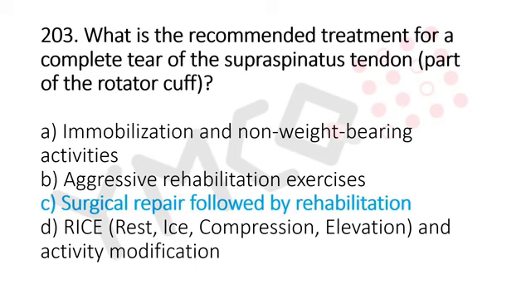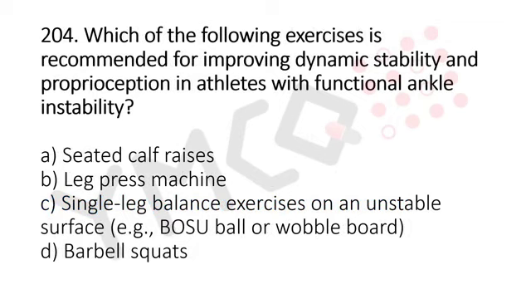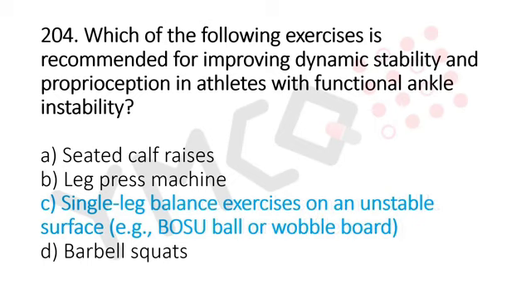Now let's move to question number 204. Which of the following exercise is recommended for improving dynamic stability and proprioception in athletes with functional ankle instability? Option A, seated calf raise. Option B, leg press machine. Option C, single leg balance exercise on the unstable surface, example like Bosu board or wobble board. Option D, barbell squats. And the answer is option C, single leg balance exercise on the unstable surface.